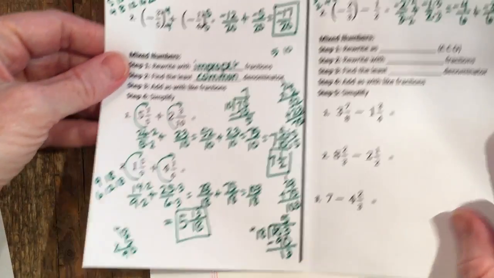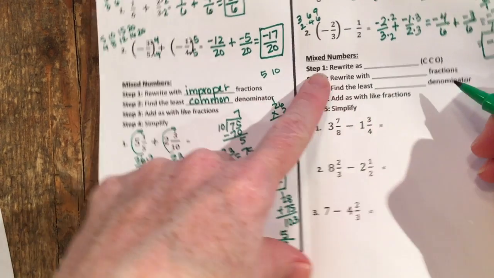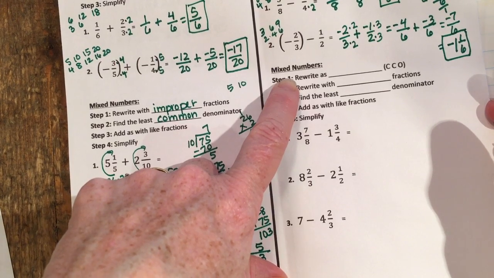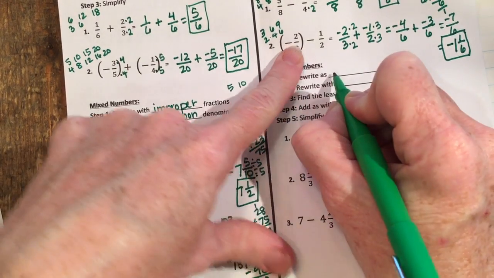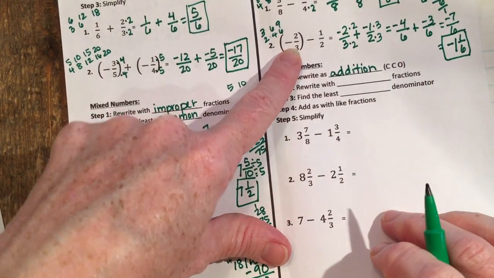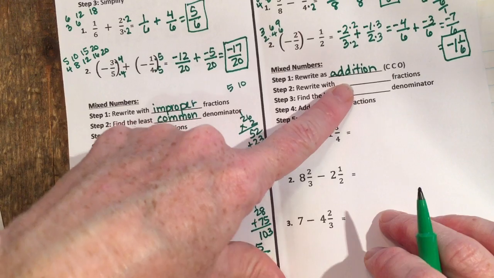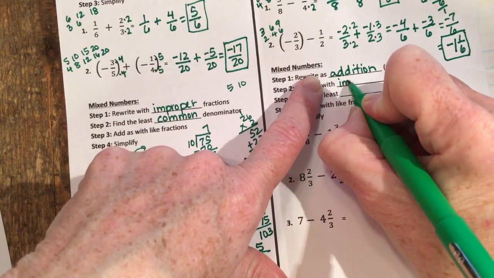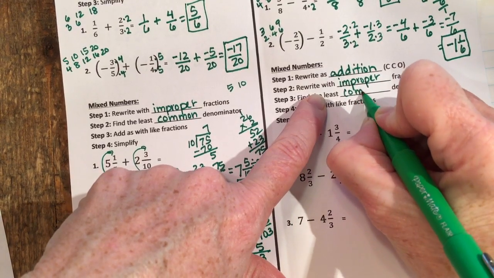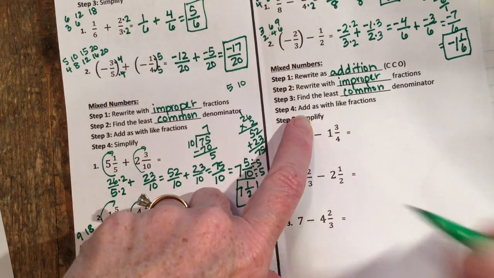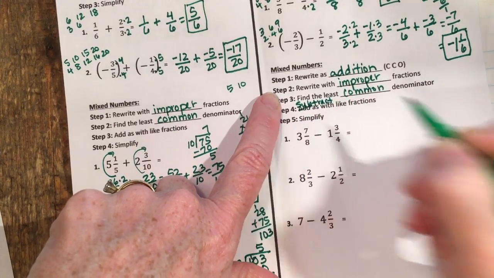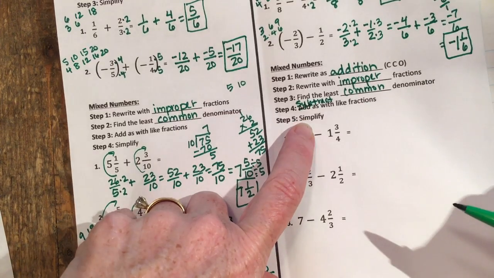All right, for subtraction, again, you just want to be really careful with positive and negative numbers. Anytime I'm subtracting a negative number, I'm going to rewrite it first as addition. Or if any of the numbers in my problem are negative, I'm going to rewrite as addition first. Then I'm going to rewrite with improper fractions. I'm going to find the least common denominator. And then I'll subtract, not add. Sorry, guys, I will change this on yours. With like fractions, and then simplify.